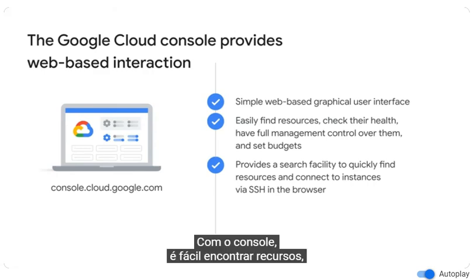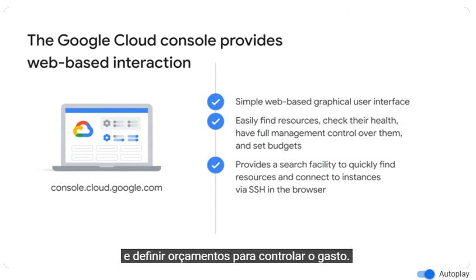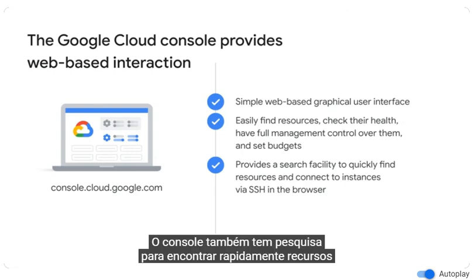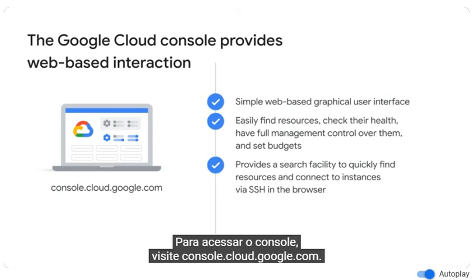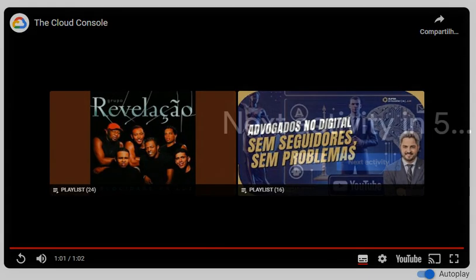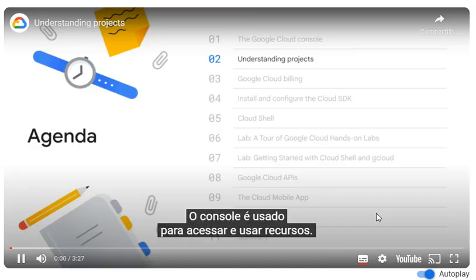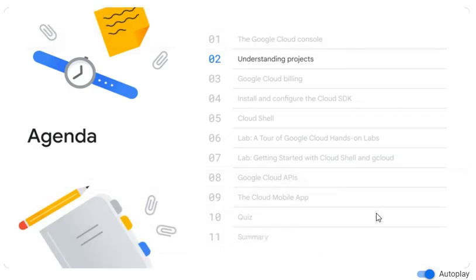With the console, you can easily find your resources, check their health, have full management control over them, and set budgets to control how much you spend on them. The console also provides a search facility to quickly find resources and connect to instances through SSH, which is a secure shell protocol in the browser. To access the console, navigate to console.cloud.google.com. The console is used to access and use resources.